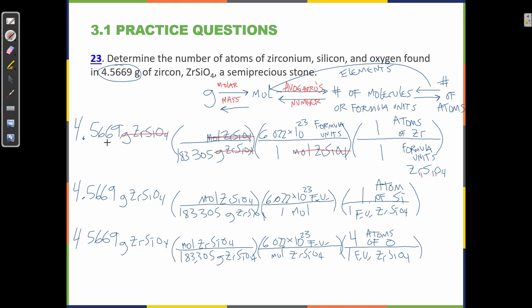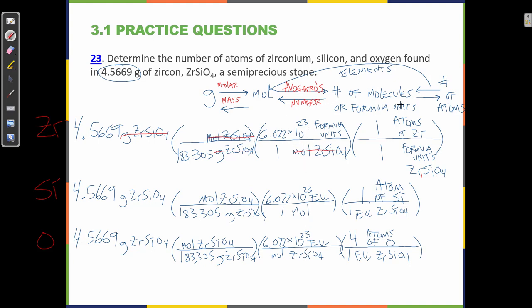Okay, so we would follow the same procedure, the same calculation for each of the atoms. So in this first one, I'm solving for zircon, and then here I'm solving for the number of silicon atoms, and down here I'm solving for the number of oxygen atoms. But these calculations are the same. We start from the same place, the number of grams of zircon that I have, and then I divide by the molar mass to convert grams to moles. I'm following along on my chart here, grams to moles. And then once I have moles, I convert moles to the number of formula units by multiplying by Avogadro's number. That's the same for all of them.